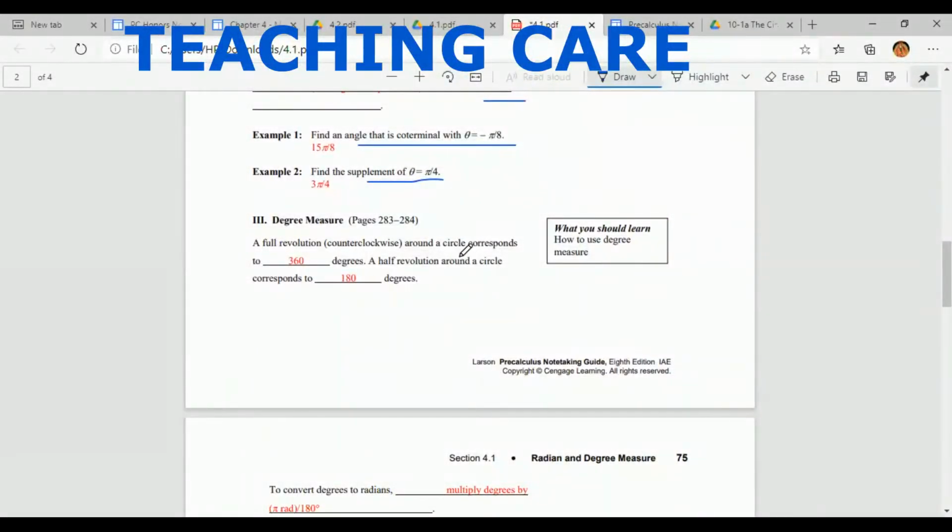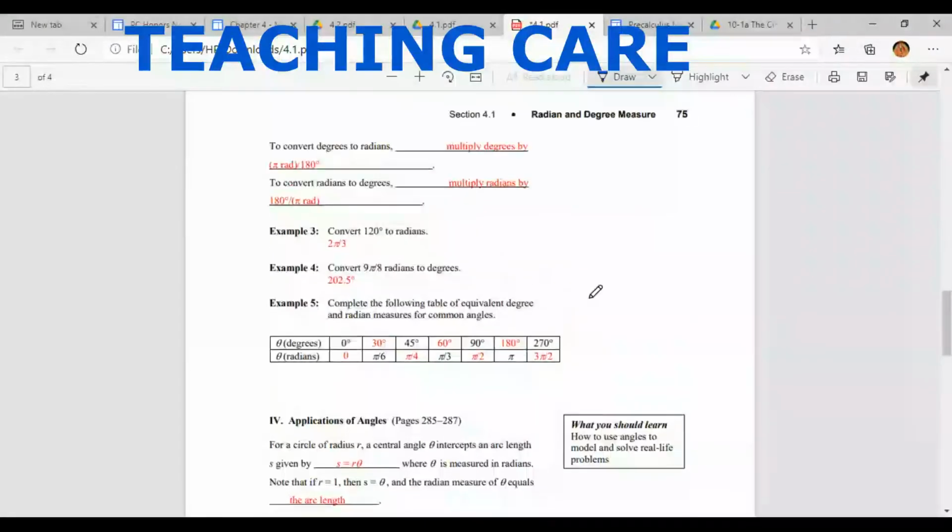Now come to this. A full revolution around the circle corresponds to 360 degrees. I told you, when you have a circle, it starts with 0, 90, 180, 270, and when it reaches here again, it becomes 360. That's why 360 degrees is called a complete angle. Next, a half revolution will be 180 degrees. Got it? Yes, George?